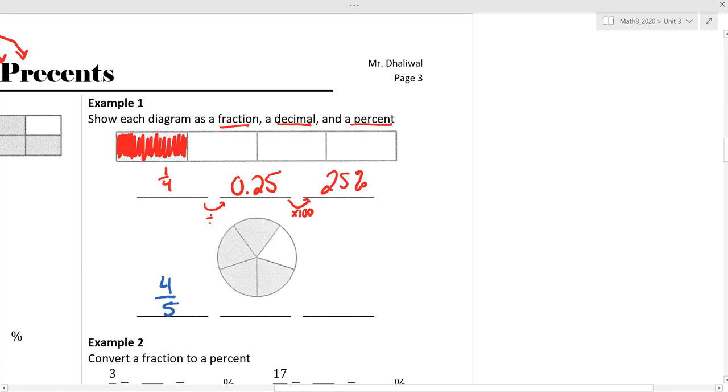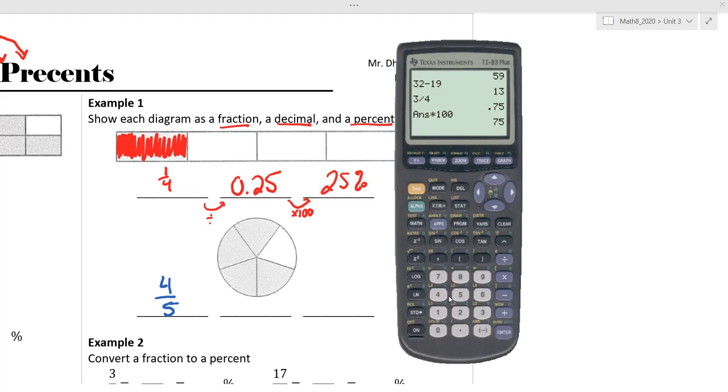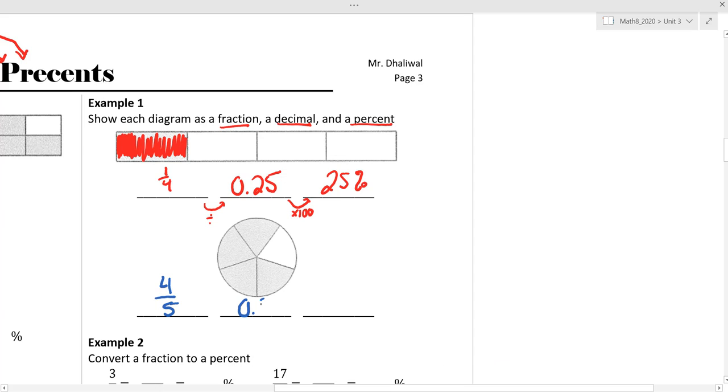Then we grab our calculator. 4 divided by 5. Just divide the 2 numbers. 0.8. Then what is it? 80%. We times by 100.